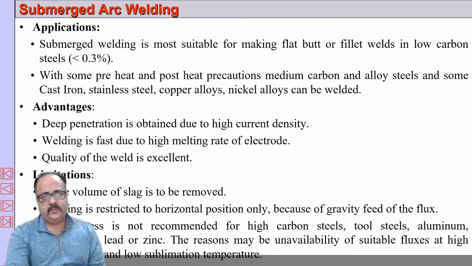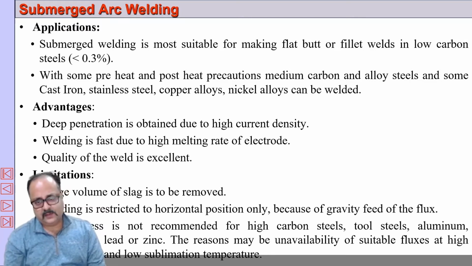Applications are basically thick plate welding of cast iron, stainless steel, copper, nickel, alloys, etc. Advantages: deep penetration is obtained, welding is fast, quality of the weld is excellent, and there is no spatter. Deposition efficiency is also very high. However, the limitations are that a large volume of slag has to be removed, and it can be automatic or semi-automatic. Welding is restricted to horizontal position only, and the process is not recommended for high carbon steel, tool steel, aluminium, magnesium, lead, or zinc. The reason is that for these types of materials we do not have suitable fluxes.